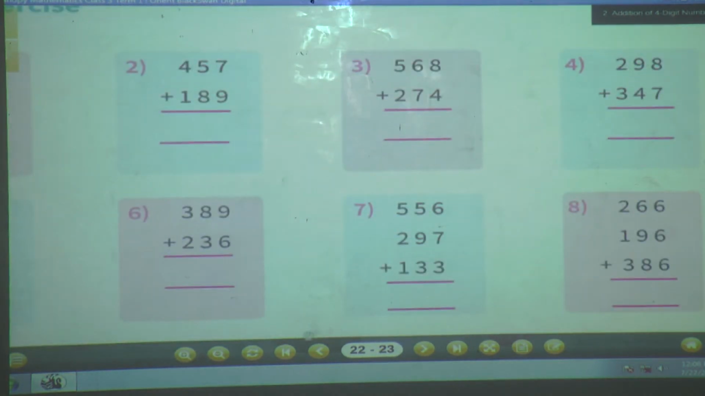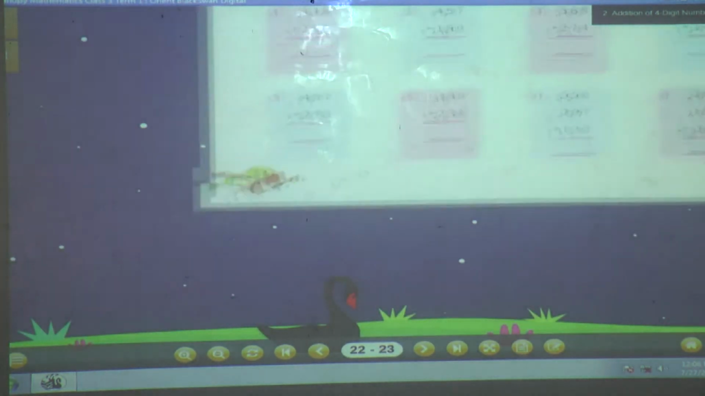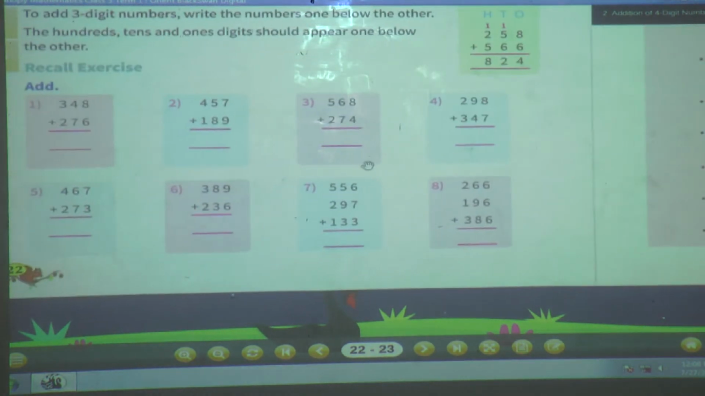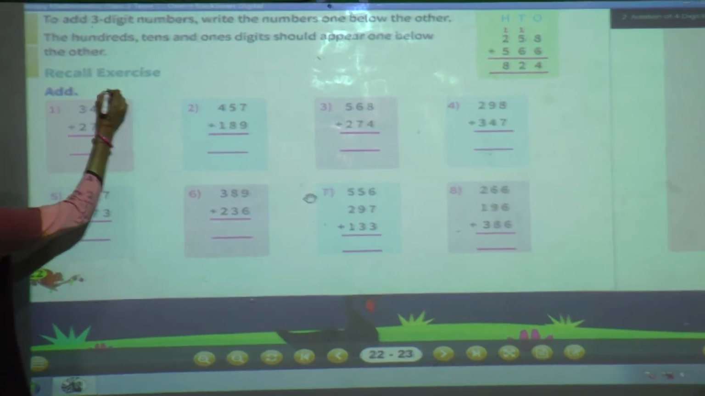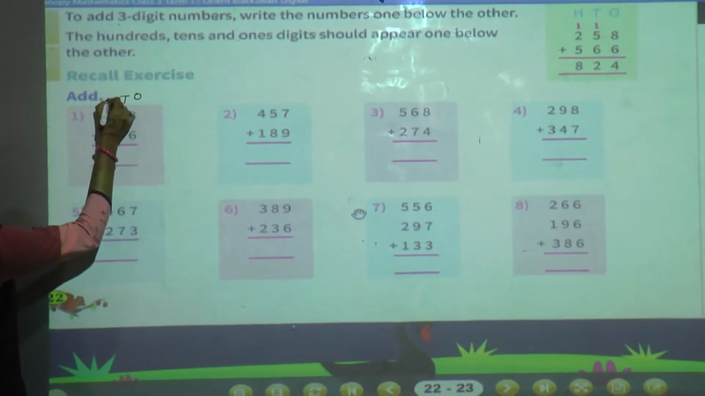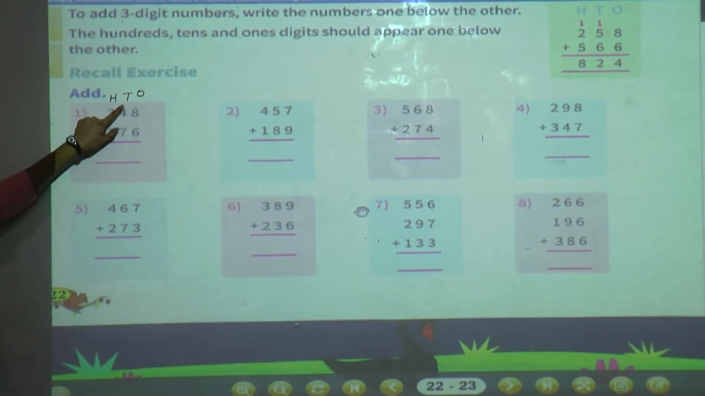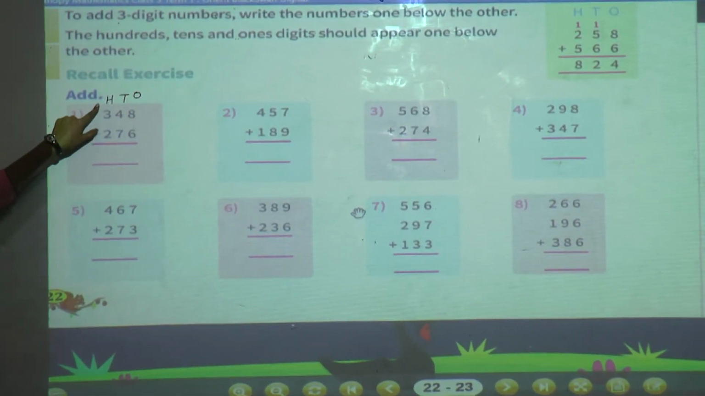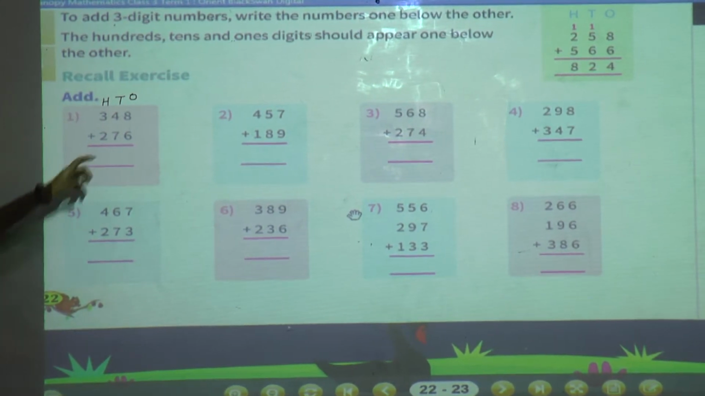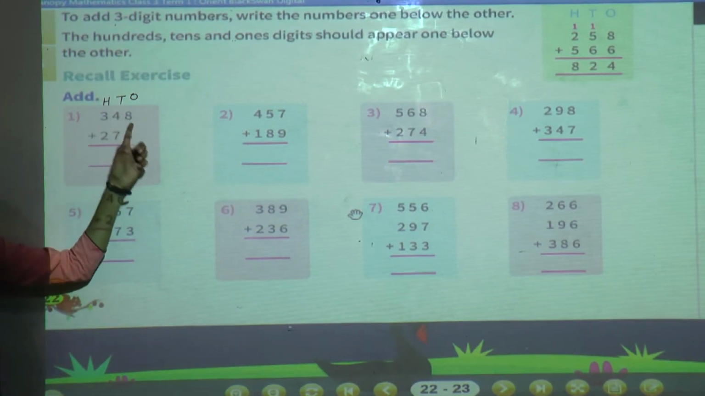Now here, what we have to do? First we have to start from the ones place. Now before we start, I will write here O, T and H. O stands for ones, T stands for tens and H stands for hundreds. Why? Because it is a 3-digit number.